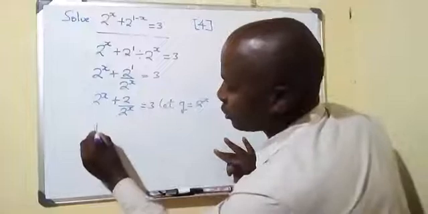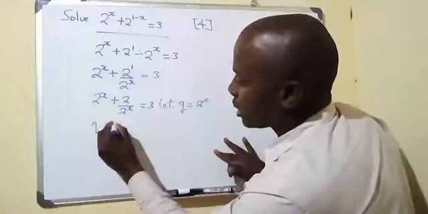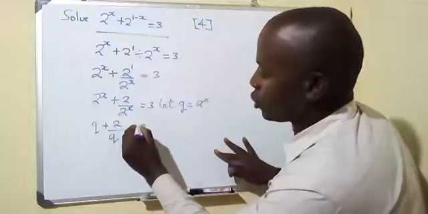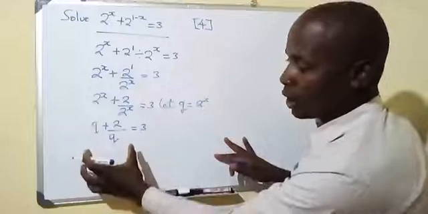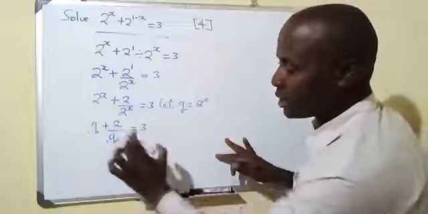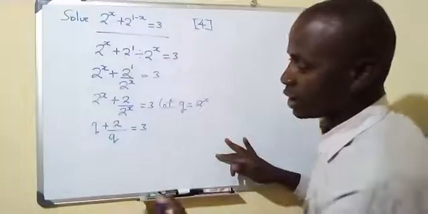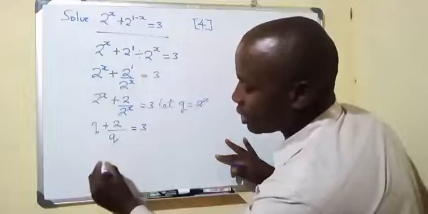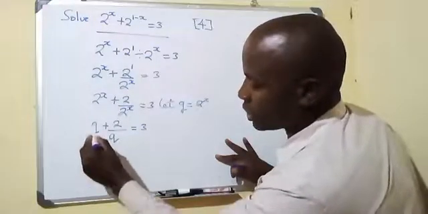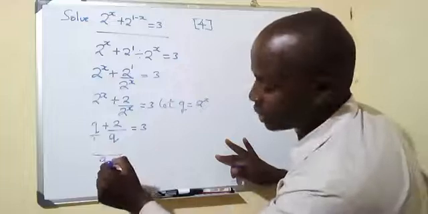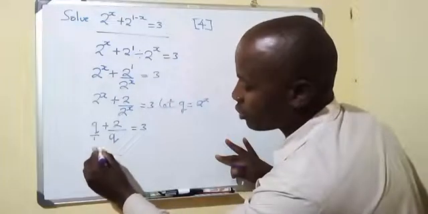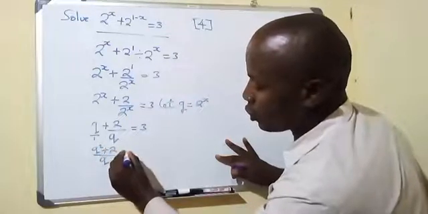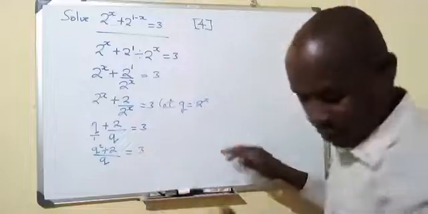So I'll write Q plus 2 over Q is equal to 3. Then later on we add the left side of this equation. I'm going to say the common denominator is Q. Then you will say 1 into Q is Q. Q multiplied by Q will be Q squared plus 2, which is equal to 3.